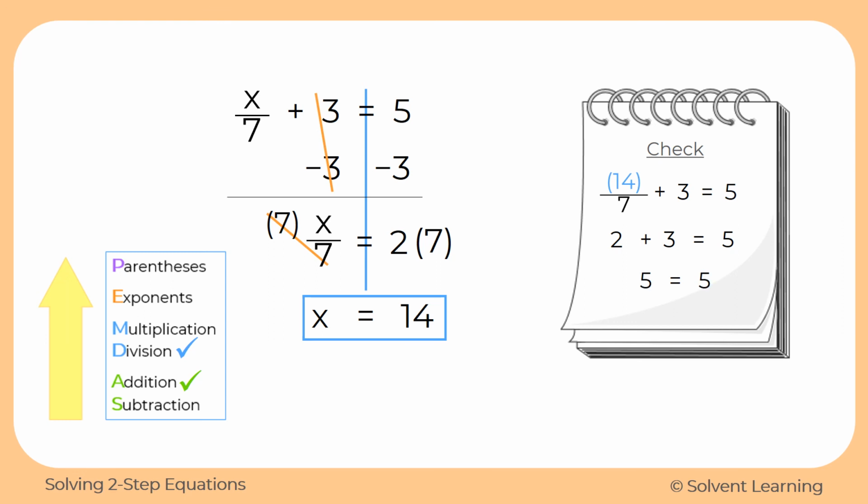So on the left side we have 5. On the right side we have 5. 5 equals 5. That's a true equation. So our answer is correct.